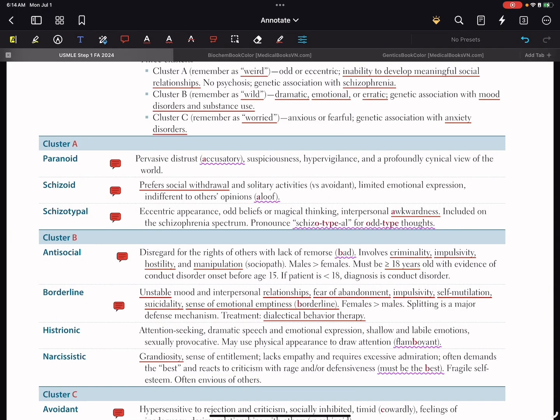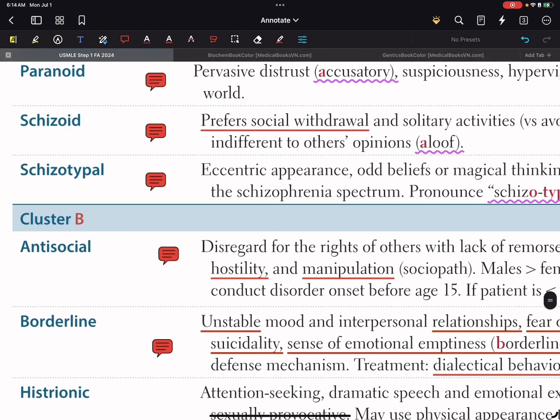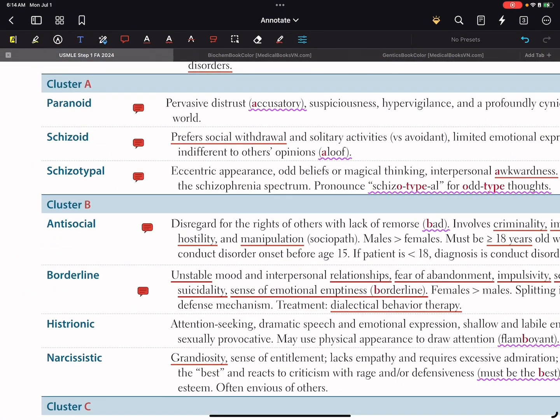Schizotypal, that's the crazy one, the magical one. Eccentric appearance, odd beliefs and magical thinking, interpersonal awkwardness, on the schizophrenia spectrum. So schizotypal is for odd thoughts. A patient would be like, I have magical crystals that heal everyone. I can predict the weather by counting my garden flowers, things like that.